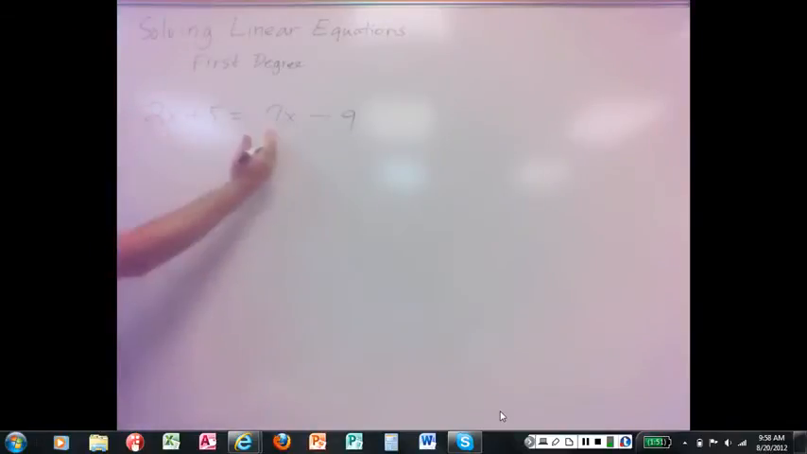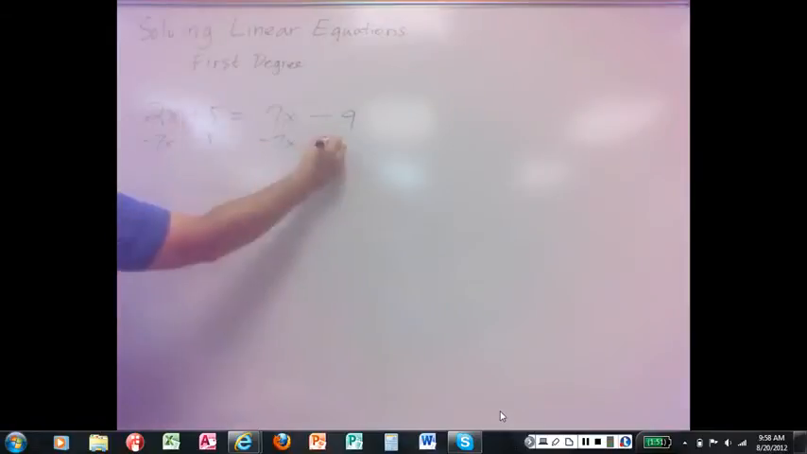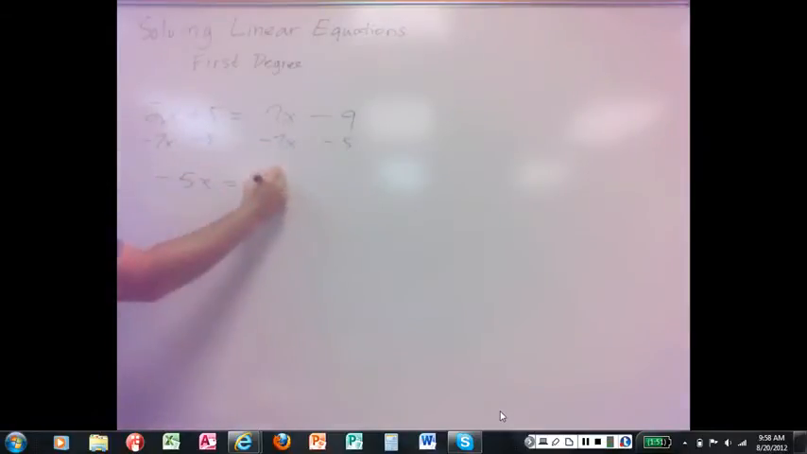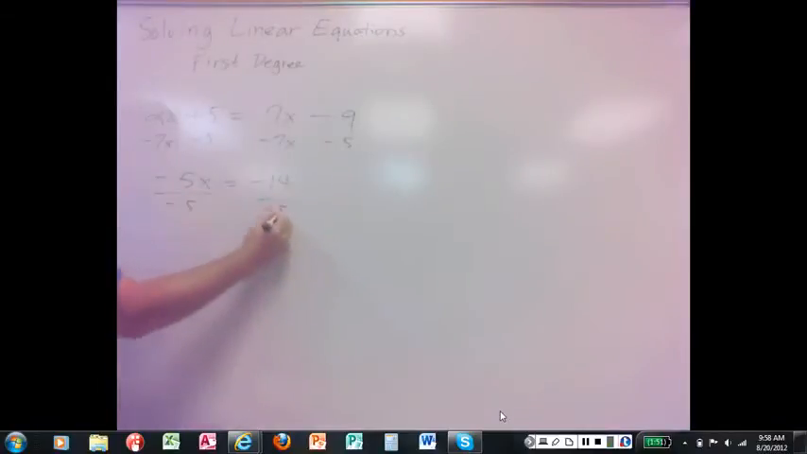So we're going to subtract 7x from both sides, and then move the constants to the other. So that would mean subtract 5 from both sides. So I have negative 5x equals negative 14. Then I'd need to divide by negative 5, so x equals, and then a negative divided by a negative is a positive.